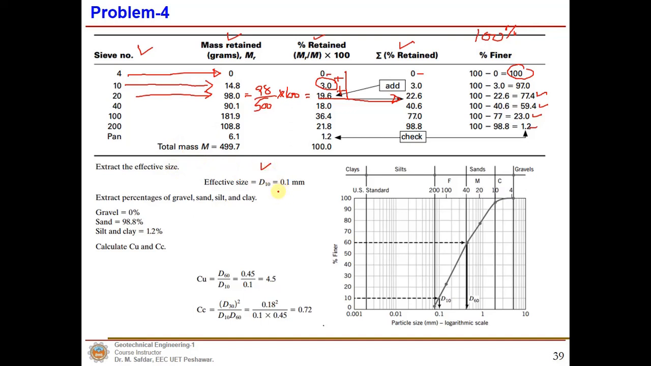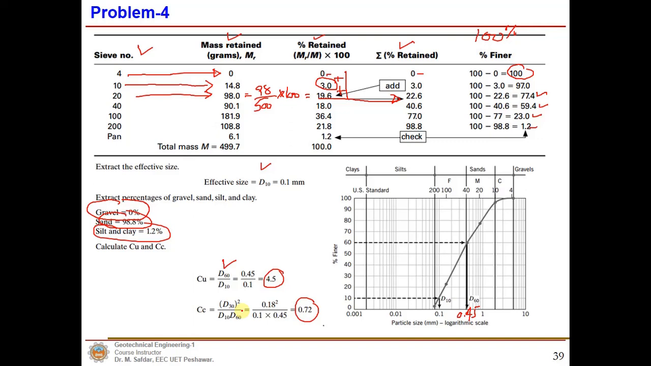Effective size is 0.1 millimeter. D60 is equal to 0.45 millimeter. Now 60% is finer than this 0.45 millimeter, and from 0.1 millimeter only 10% is finer material in this particular soil sample. So you can clearly see that 100% is passing from 4.75, it means that 0% is gravel, 98.8% is sand, silt and clay they are having 1.2%, and we can simply use those equations D60 divided by D10 to find the coefficient of uniformity and the coefficient of curvature using the square of D30 divided by D10 into D60.